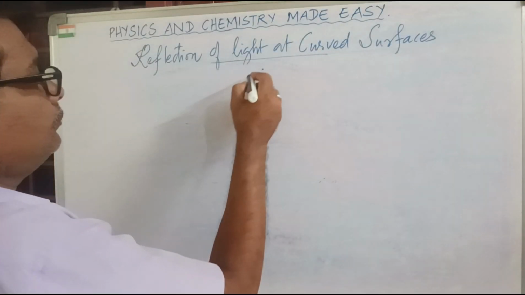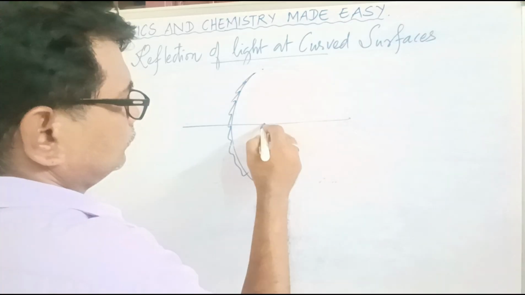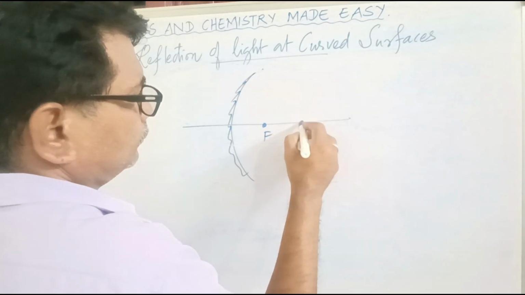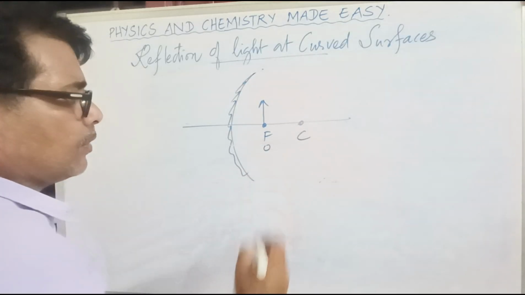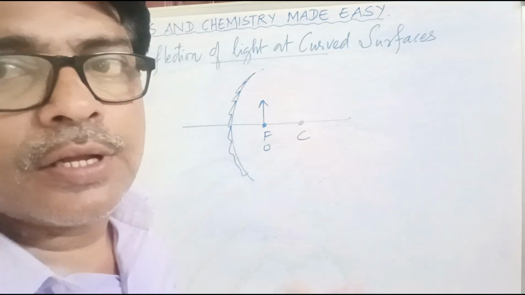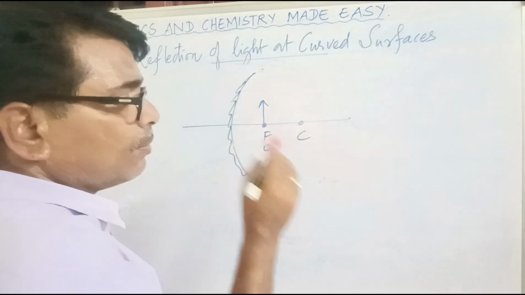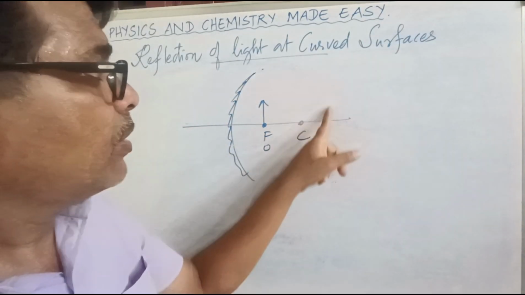Object on F. Where will you get the image? Infinity. You will get the image at infinity. Now drawing lines. Remember. Infinity. Okay, good. Very good.